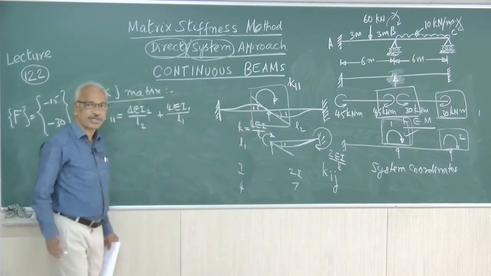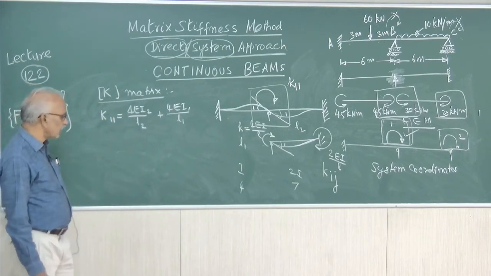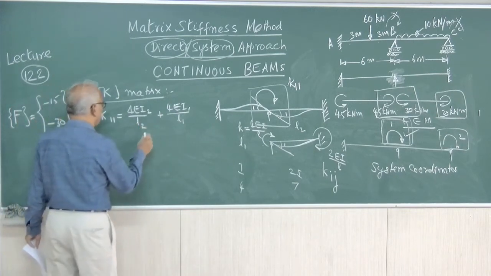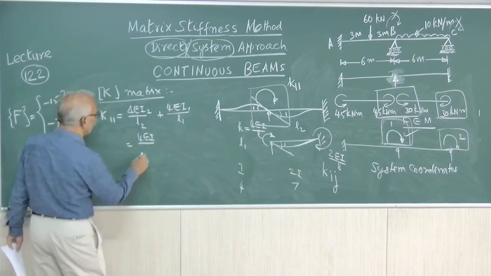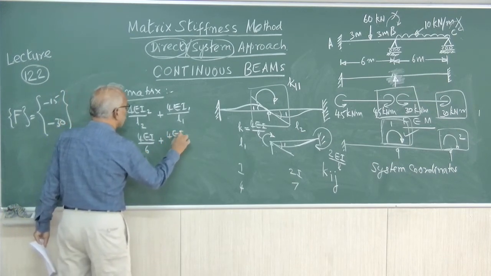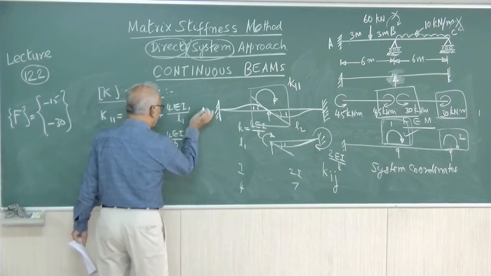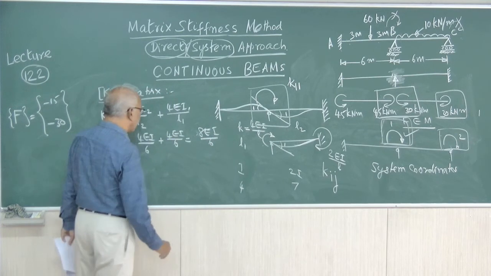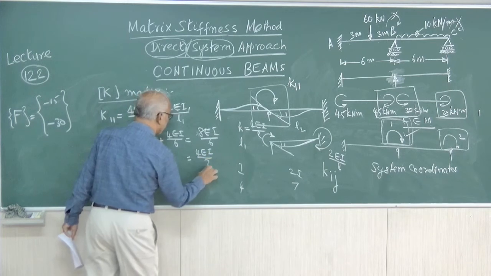For any problem we have to be ready. Now of course here I is uniform and L is uniform, so I1 equal to I2 equal to I. Therefore, in our case, it is 4EI by L2 equal to 6 meters plus 4EI by L1, which is also 6 meters. So this is equal to 2 into 4, 8EI by 6, which is equal to 4EI by 3.